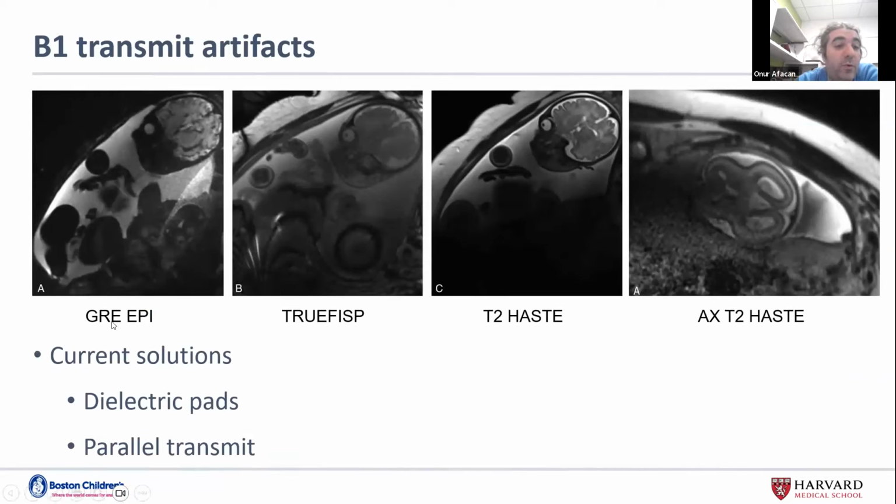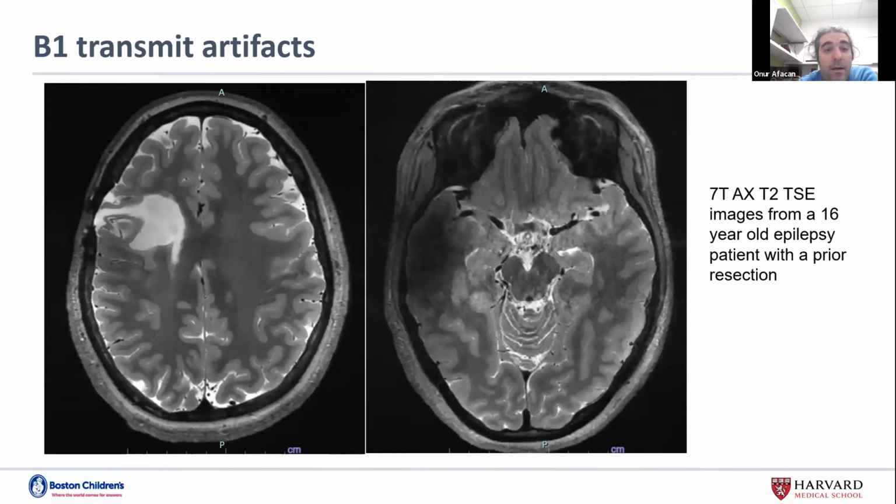And when you do, for example, gradient echo-based acquisitions, you can see that this artifact no longer happens. So the current solutions for correcting for B1 artifacts is using dielectric pads and parallel transmit, although these are still, I will say, in the research phase. Okay. As I said, one area where B1 transmit artifacts are quite severe is 7T because the RF wavelength is only 11 centimeters.